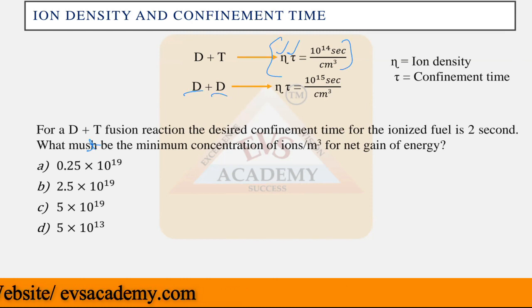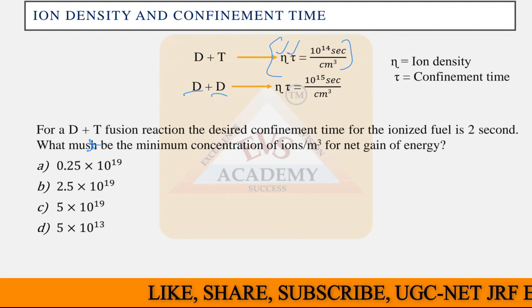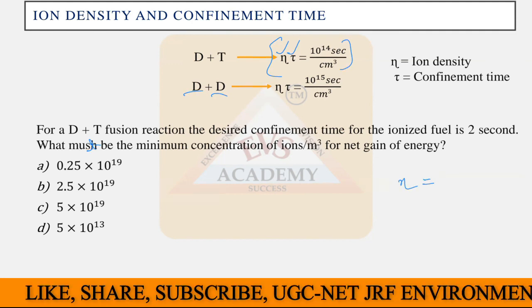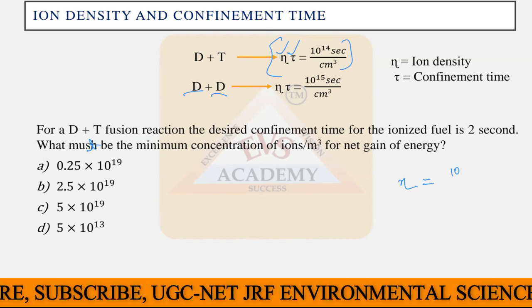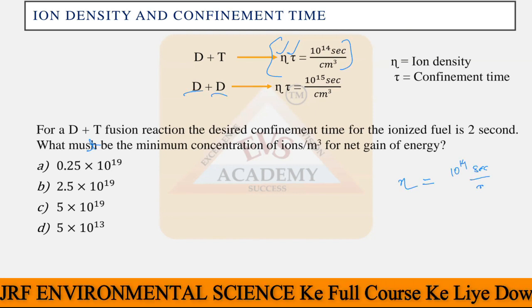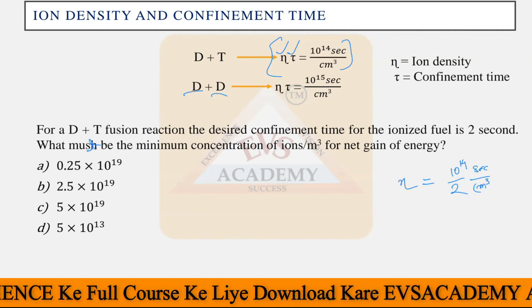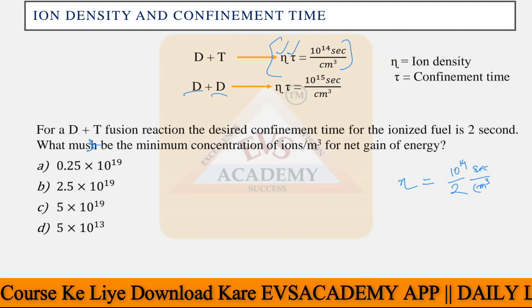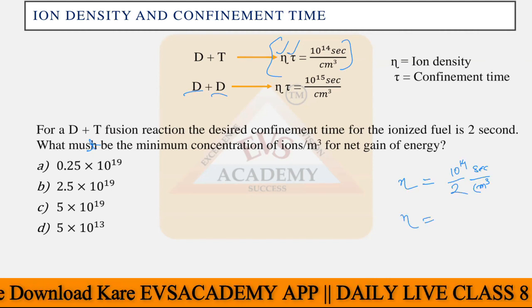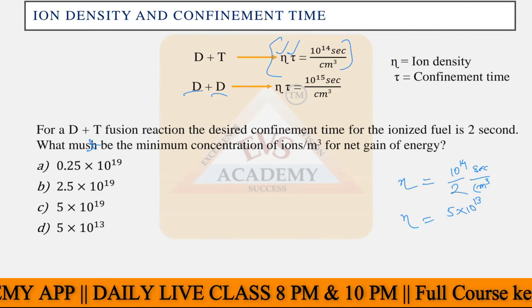So you have to use the first formula here, that is D plus T. In this case, n multiplied by tau is equal to 10 to the power 14 second per centimeter cube. The tau is provided, 2 seconds. So n is equal to, tau will go to the other side, 10 to the power 14 divided by 2, which is tau. So n is equal to 5 multiplied by 10 to the power 13 ions.